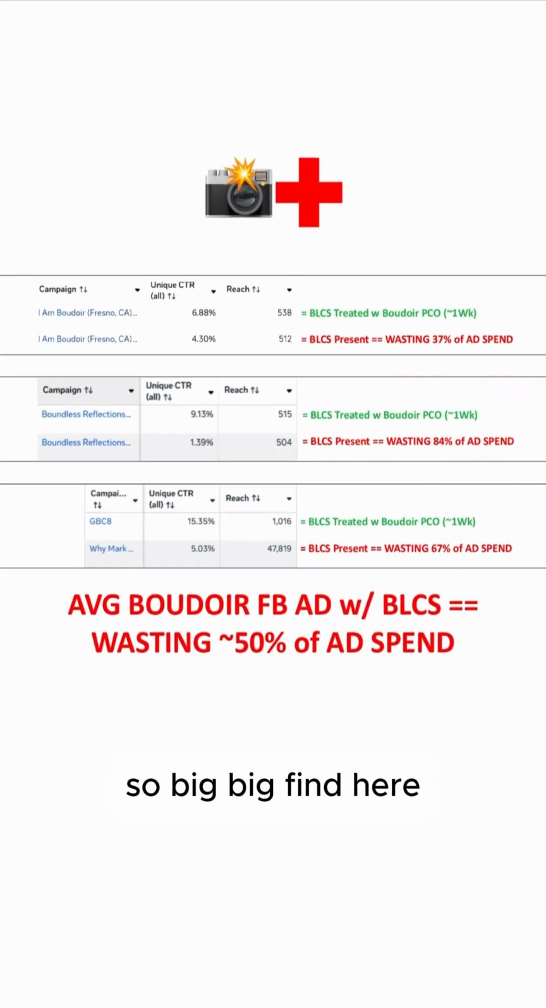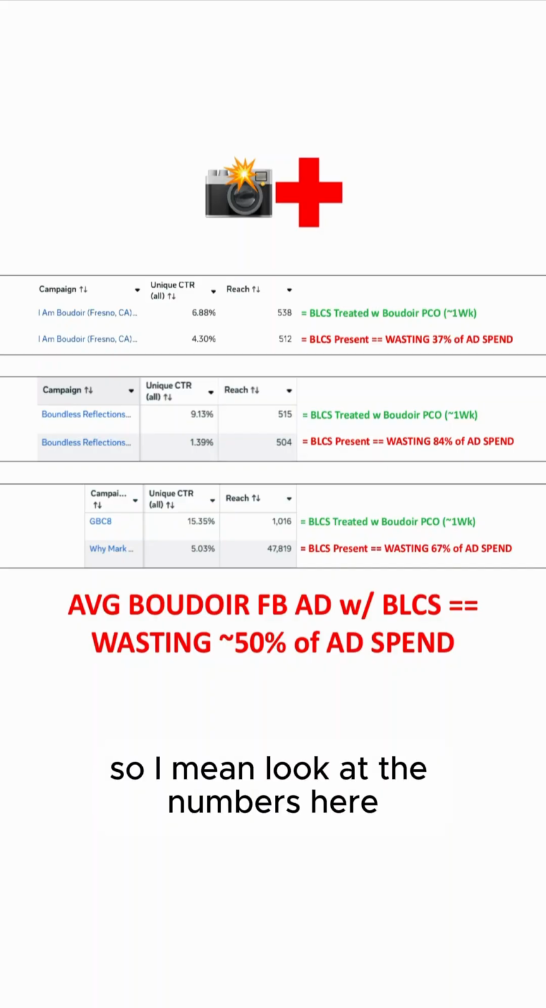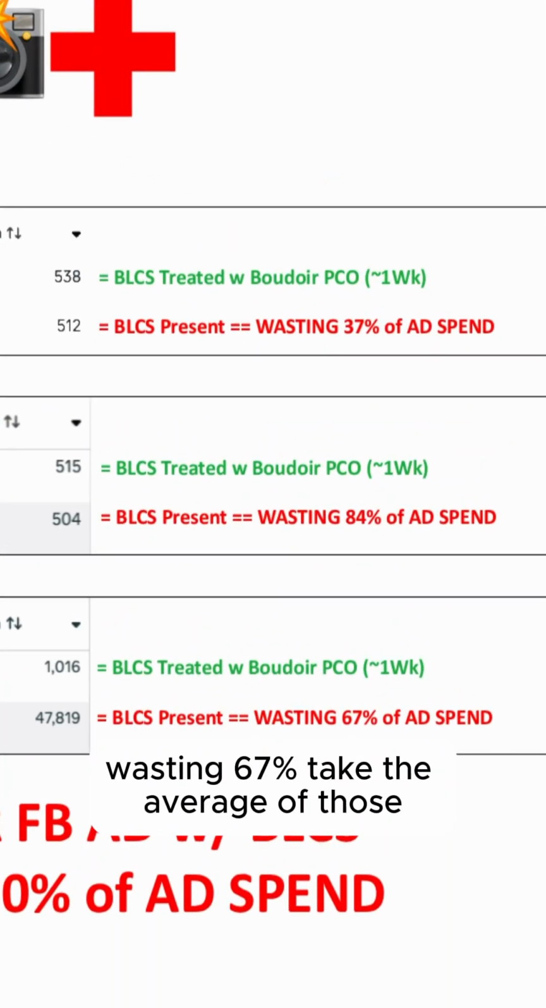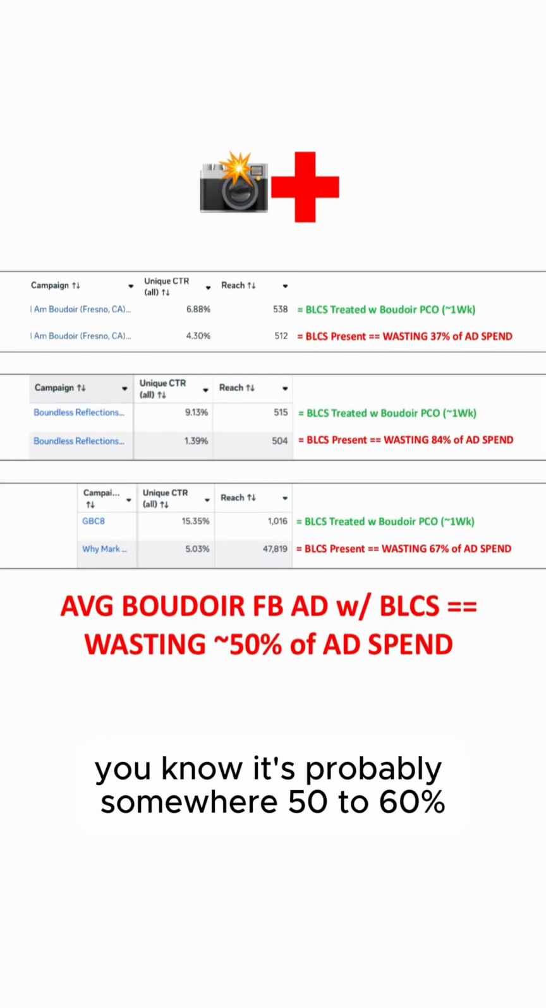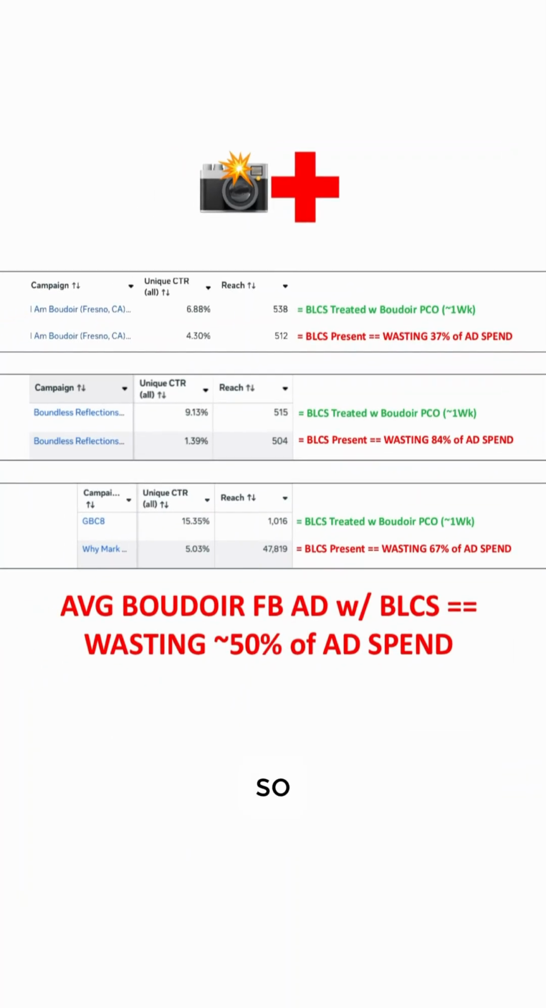So big find here. The average Boudoir Facebook ad with BLCS is wasting about 50% of its ad spend. So, I mean, look at the numbers here. We got wasting 37%, wasting 84%, wasting 67%. Take the average of those, it's probably somewhere 50 to 60%. So the average Boudoir Facebook ad is wasting about 50% of ad spend. So they're spending more than 10 grand a month on Boudoir Facebook ads.